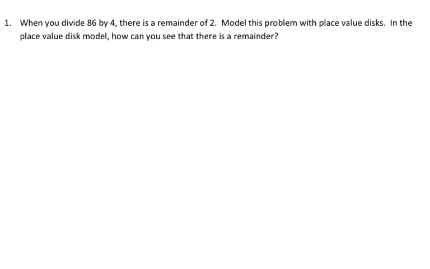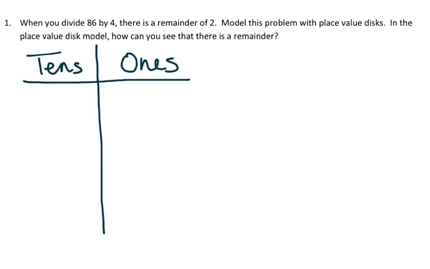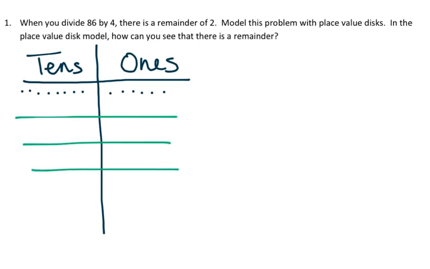Okay, so let's set this up. So this is our place value chart here, and we're going to place 86 on our place value chart, so that's 8 tens, 1, 2, 3, 4, 5, 6, 7, 8, and we have 6 ones, 1, 2, 3, 4, 5, 6. Let me space this out a little bit more. Okay, and we're going to divide 86 by 4. So I'm going to make 4 rows, and I'm going to change this color here. So there's 1, 2, 3, 4 rows.